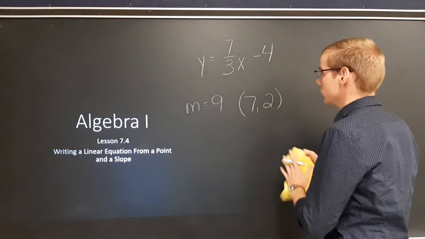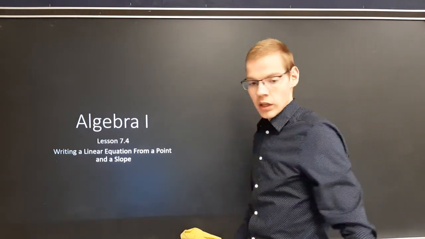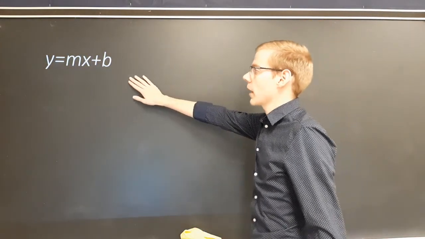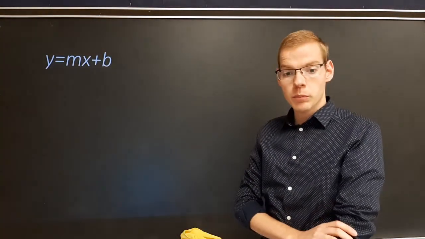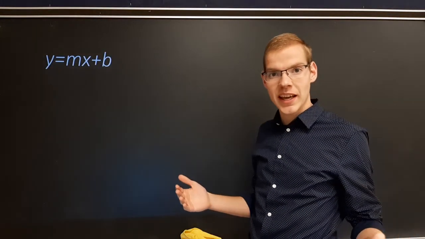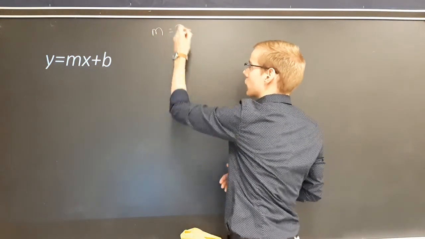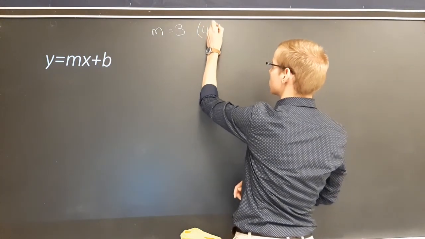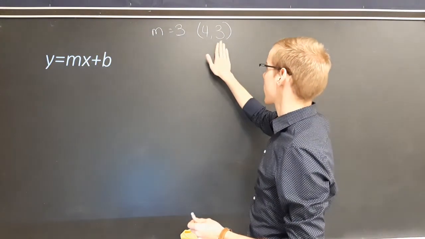So it's pretty simple. This is our formula. Y equals mx plus b. So in number 1, we're going to go over number 1 and 2 together. So in number 1, we have an m is a 3, and then a 4 and a 3 as our x and y.